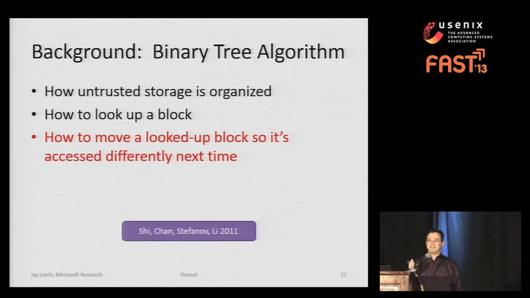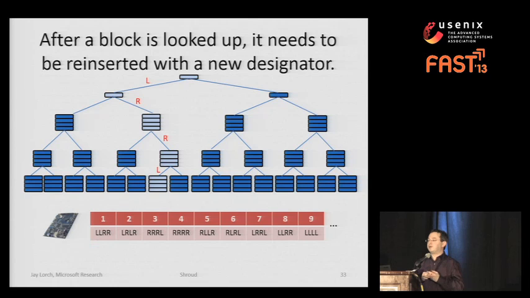Unfortunately, this only works once. Once you've used LRRL to look up block number 7, you can't do it again, because that shows the adversary you're looking up the same block. So what you have to do is take that block, assign it a new random designator, and then move it to the root along that path.